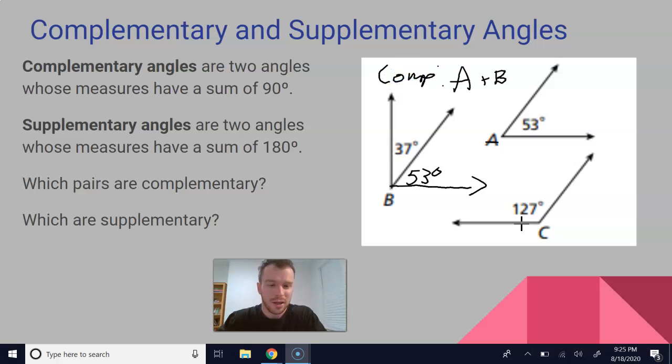Supplementary angles add up to 180 degrees. So A and C would be supplementary. If I add A right here, that angle will be 53 degrees. And 127 plus 53 degrees is 180 degrees. So A and C are supplementary. Angles B and C, if you add them together, you get 164 degrees. So those are neither complementary nor supplementary.